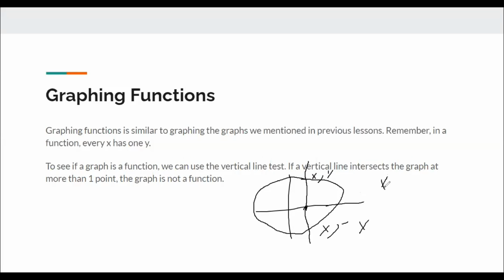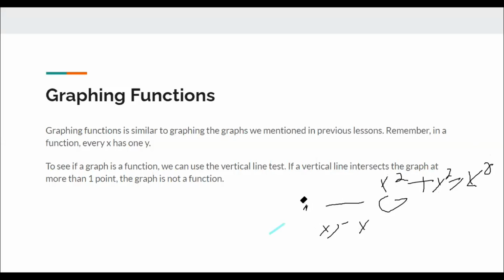And the reason this is true is because if you write x squared plus y squared is equal to k squared, then for any given x there can be two y's. Let's just say x is equal to 0, y can be both positive k and negative k. So that's why a circle is not a function, because every x actually has two y's.